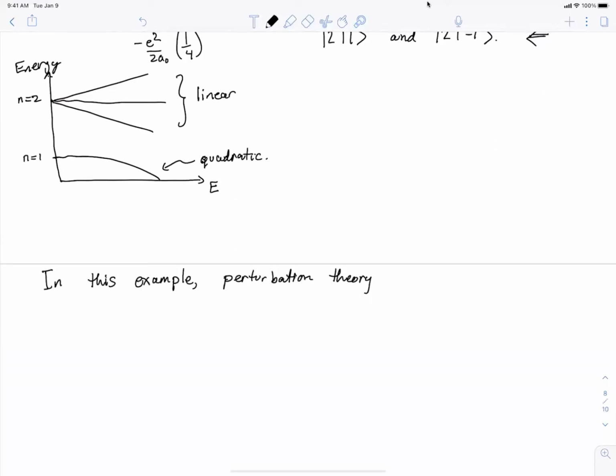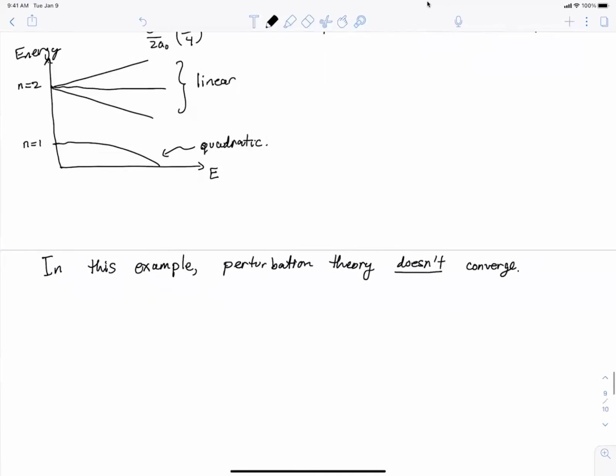So perturbation theory does not converge. Remember, whenever we do perturbation theory, we're assuming that we can do a series and that the series converges, and in this case, it just doesn't. So why doesn't it converge?